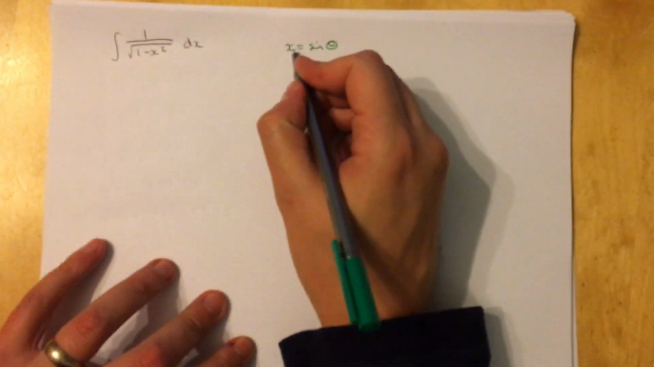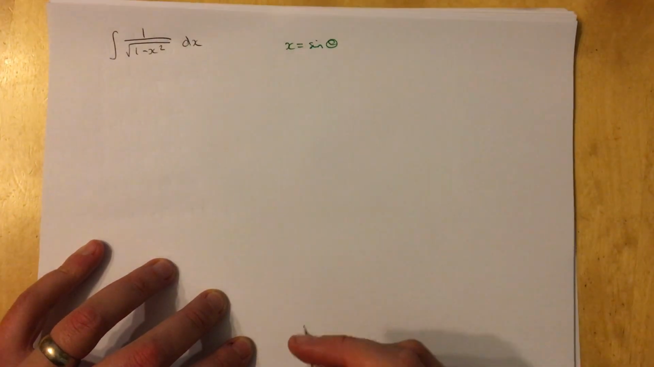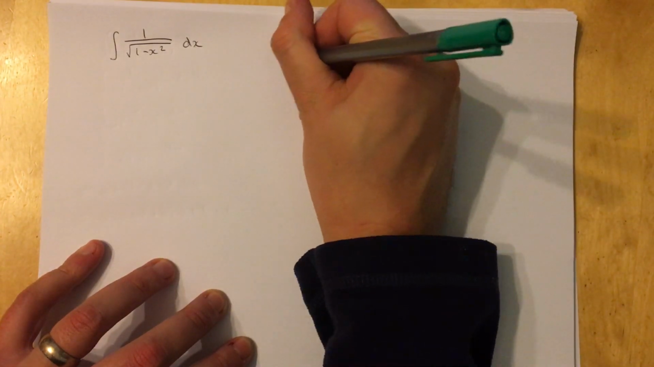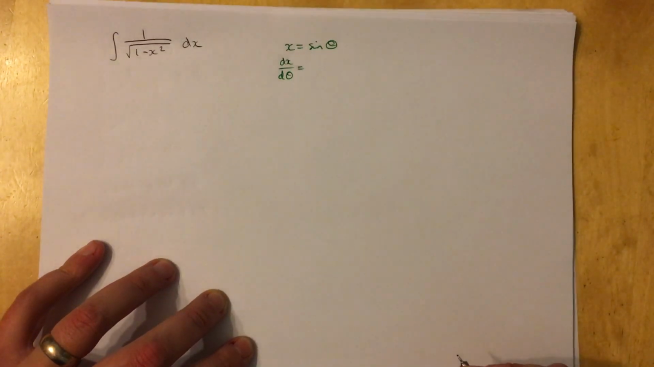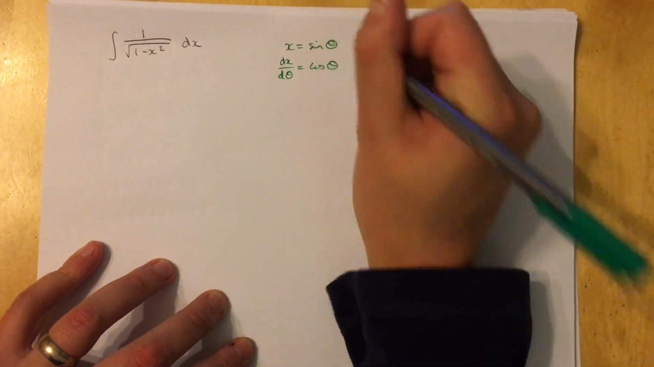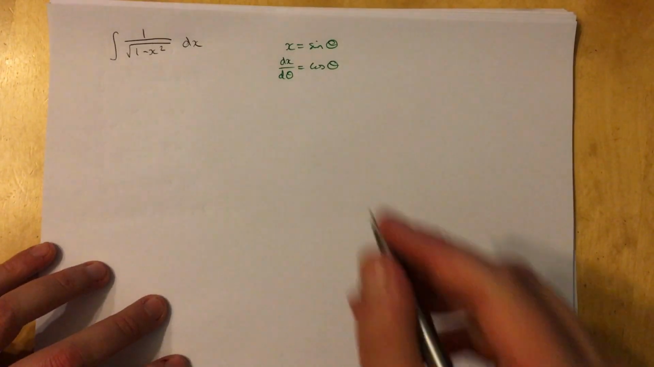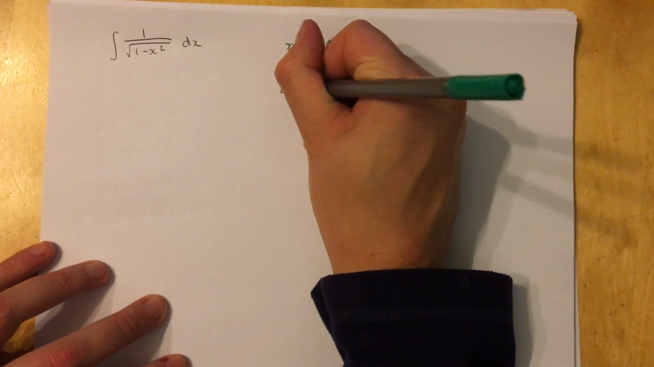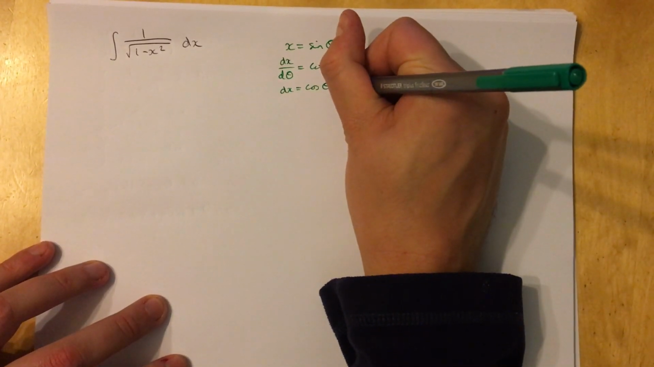So we're going to differentiate. We've got x and our functions in terms of theta. So when we differentiate, it's going to be dx d theta. And hopefully we can remember that the derivative of sine theta is cosine theta. So rearranging that to make dx the subject, we then get dx is cos theta d theta.